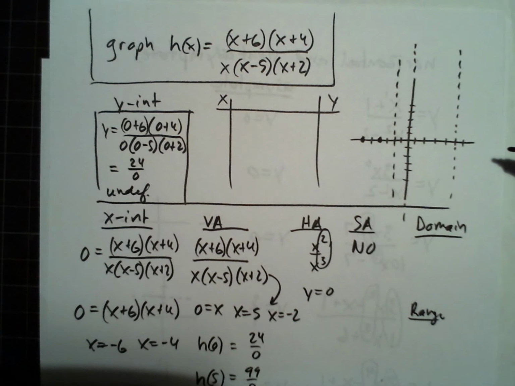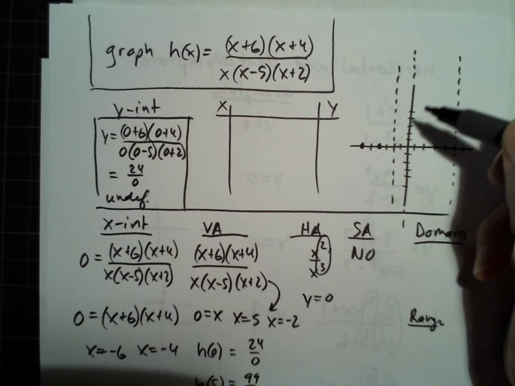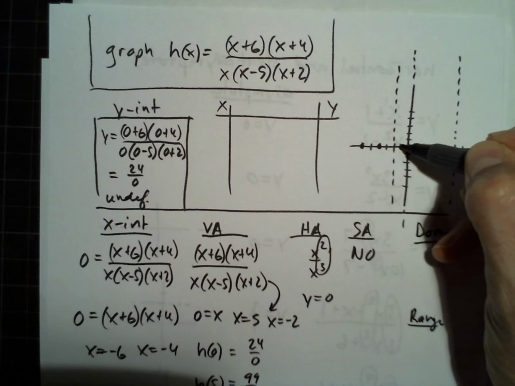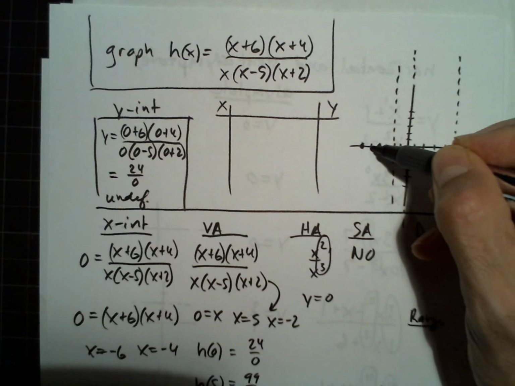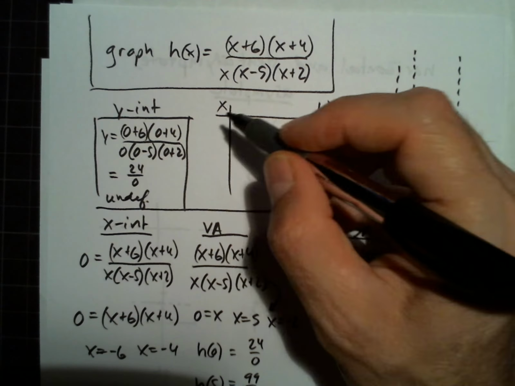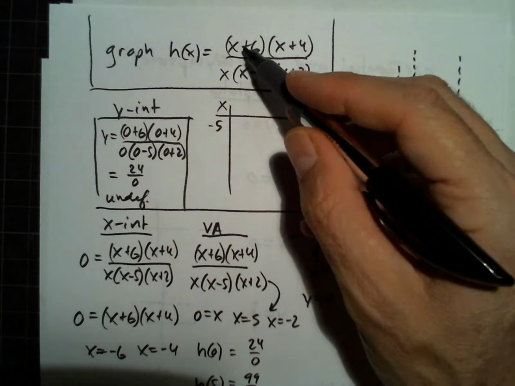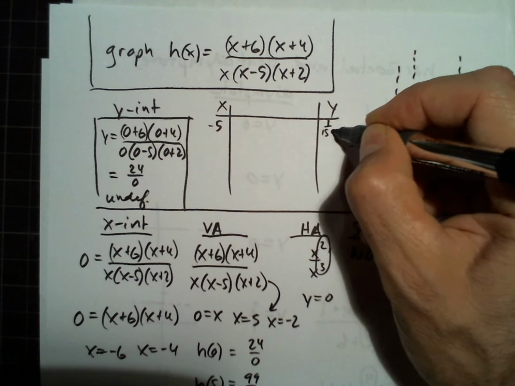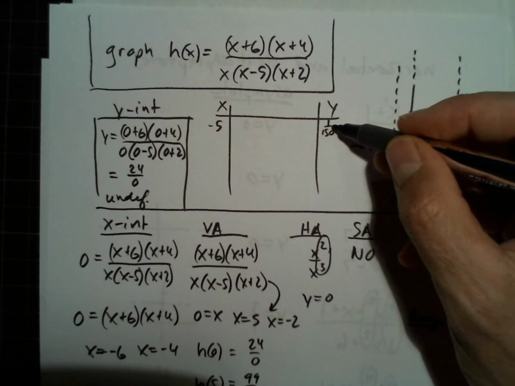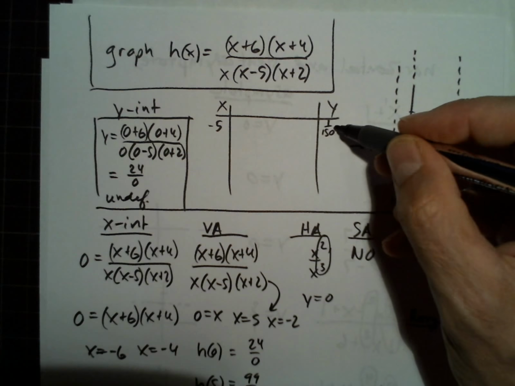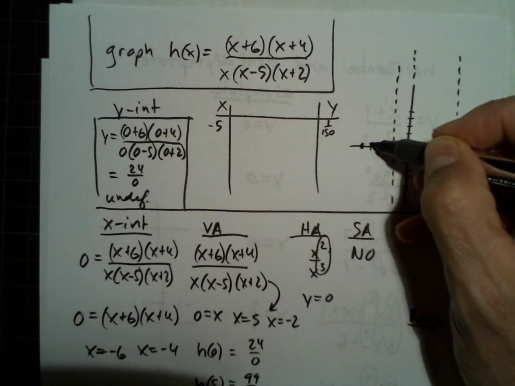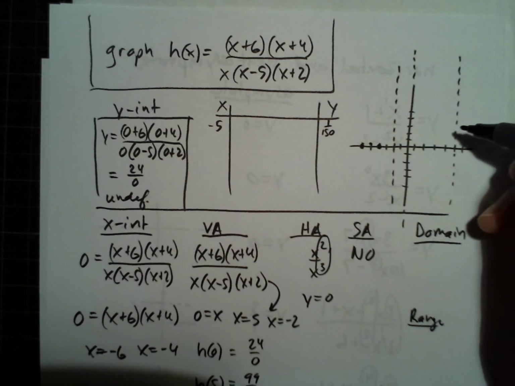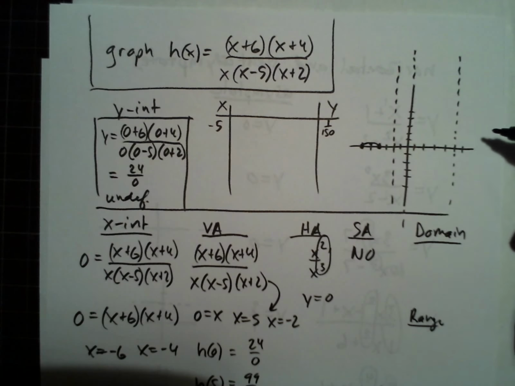Then we need to check some points, so let's check -5. I want to know at 1, 2, 3, 4, 5 what's happening here. So at -5, if we put a -5 into this, we get 1 over 150, and that's a very small number, close to 0, but it's positive, so that means it's just going to be right there. And the graph is going to go like that.